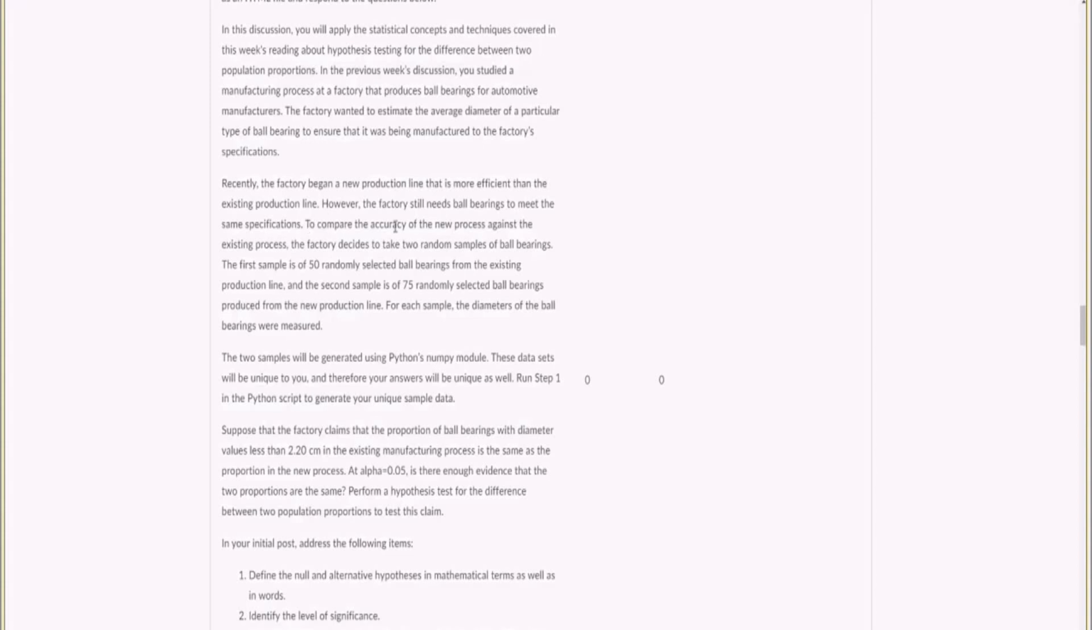To compare the accuracy of the new process against the existing process, the factory decides to take two random samples of ball bearings. The first sample is of 50, the second is of 75. For each sample, the diameter of the ball bearings is measured.